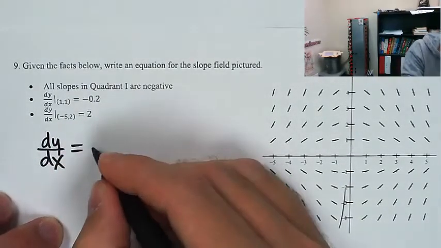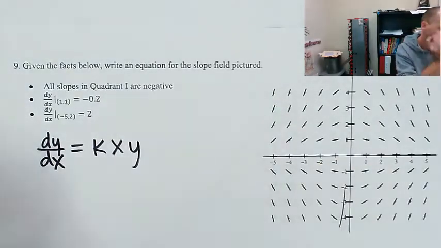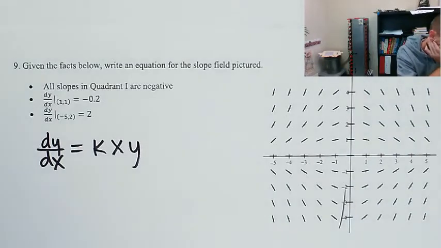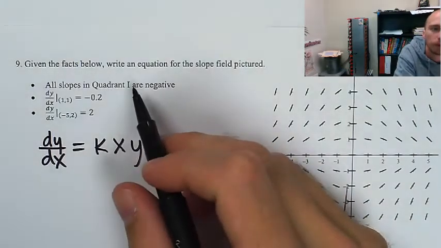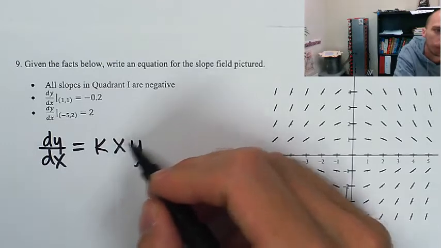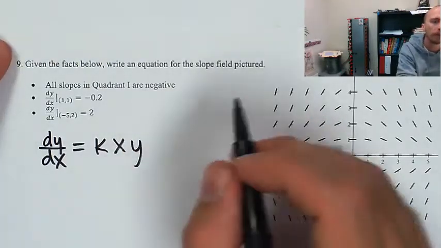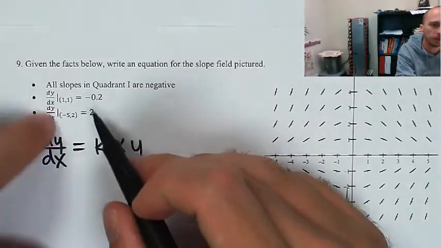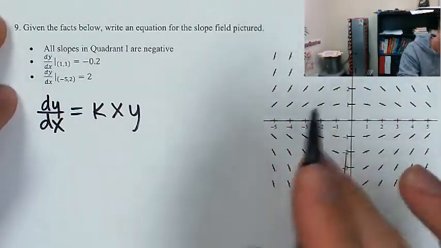I think it's going to be some number k times x times y. And just as long as k is a negative number, that will take care of quadrant 1 having negative slopes, right? Because x and y are both positive in quadrant 1. If k is negative, that'll take care of it. So hopefully I can fill this in and solve a little nonlinear system to find the value of k.